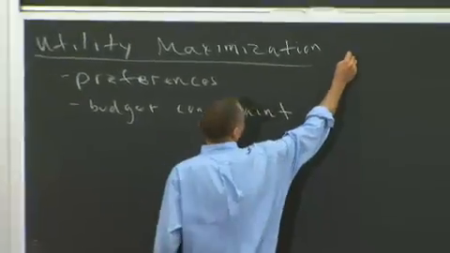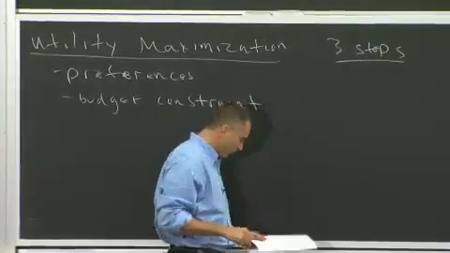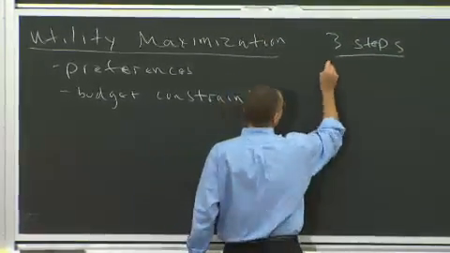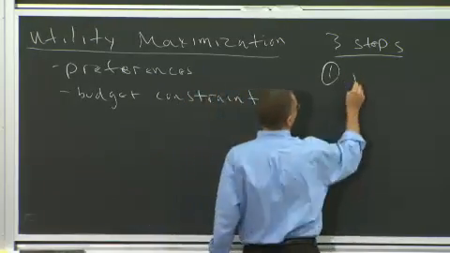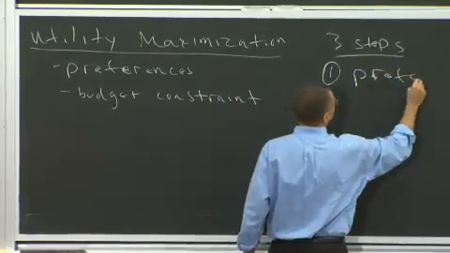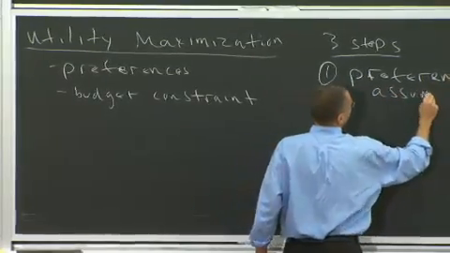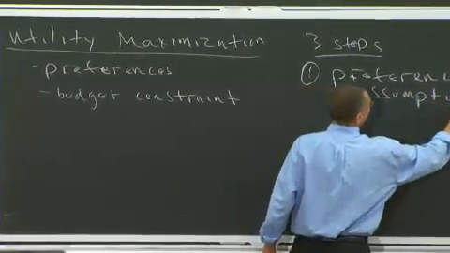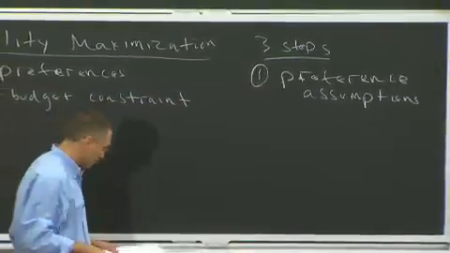So basically we're going to go through this in three steps. Not just in this lecture, but over the next few lectures. Okay, step one is we're going to talk about what assumptions we make about preferences. So we'll talk today about preference assumptions, the axioms that underlie how economists model consumer preferences.